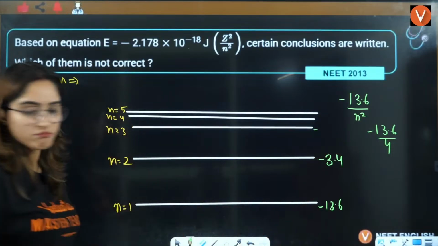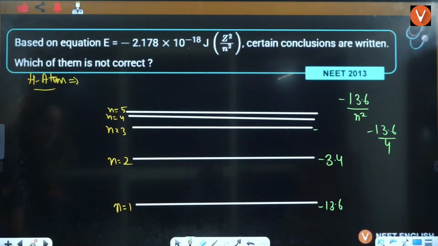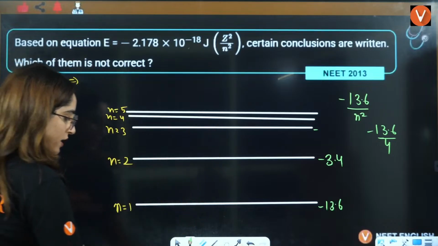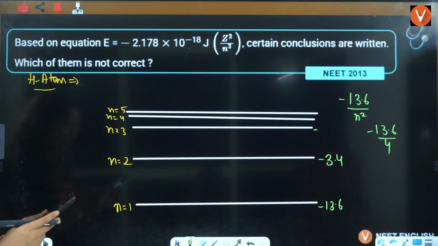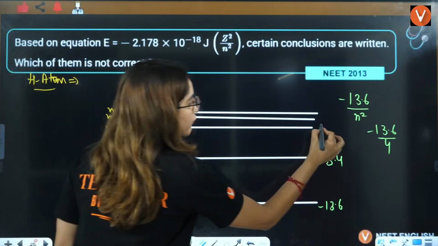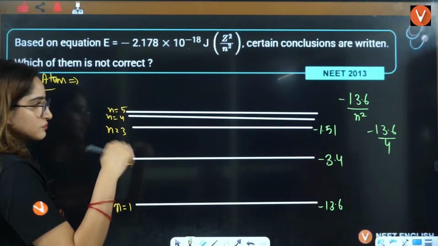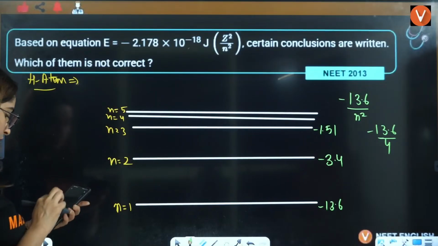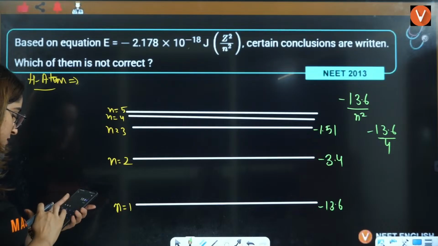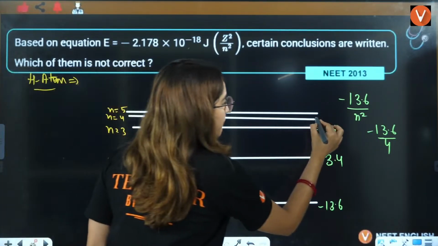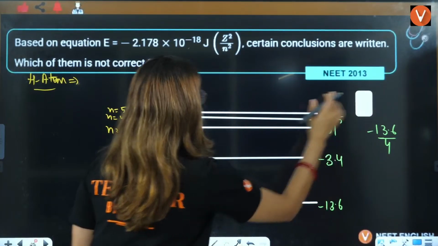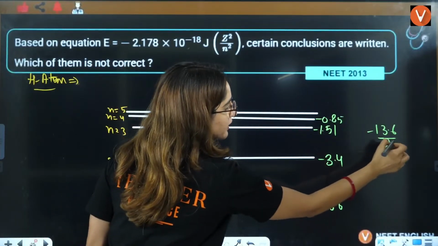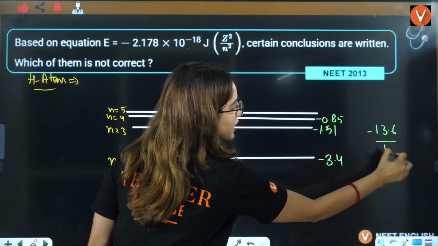Now for n is 3, 3 square is 9. So if I say 13.6 divided by 9, it is going to be minus 1.51. Now, if I say 13.6 divided by 16, that is going to be minus 0.85. Do you know why I am dividing it by 16? Because for n is equal to 4, it will be 4 square, that is 16. So that's why I divided it.